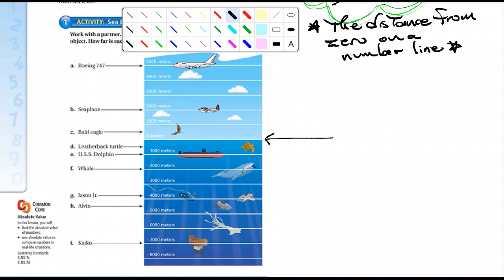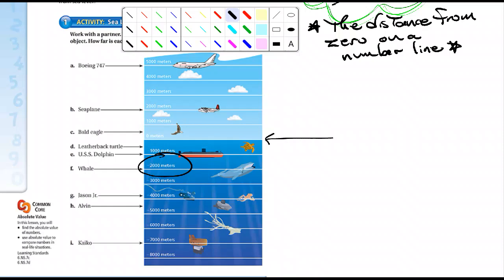Miss Sensor, if I was to ask you how far the whale is from sea level, what would you say? Minus 2,000 meters? Nope. It's 2,000 meters from sea level, not minus 2,000. Because you're just looking at the distance, just how far it is from sea level.